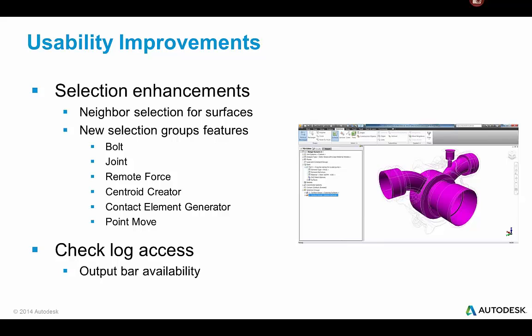In the past, you could create those groups, turn on the visibility, turn them off, or add loads and boundary conditions. But now you can use those groups when you're defining surfaces for bolt interiors or joint interiors, or if you're trying to do a remote force, or if you want to create a centroid, or if you want to create contact elements, or if you want to select a bunch of points and move them together. So you can use them in a point move command. So basically now the selection groups, at least in the FE editor, are supported for everything that we can think of.